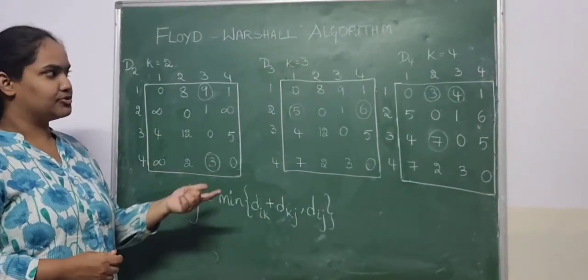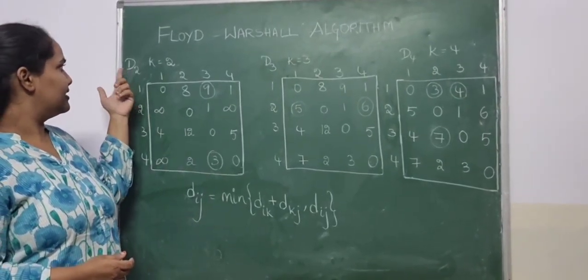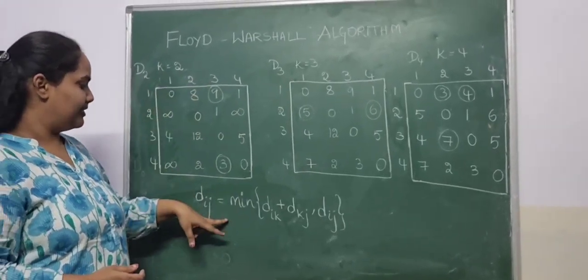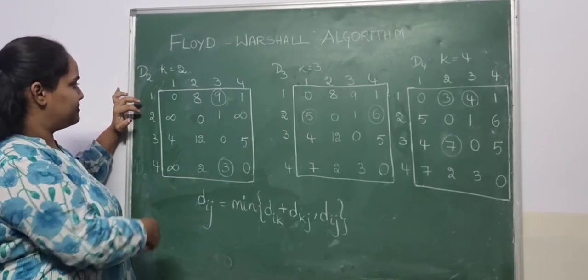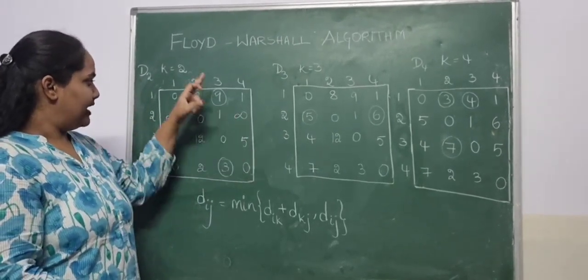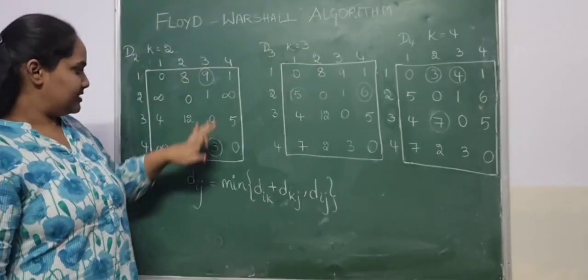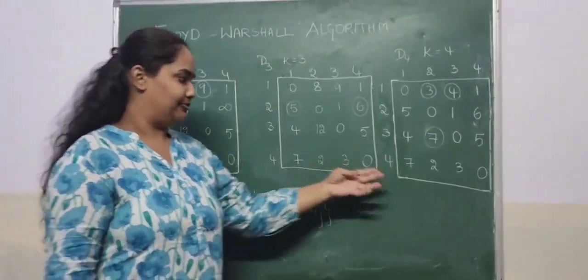Similarly as told before, we do the second, third and fourth iterations. Using the same formula, for the second iteration we keep the second row and second column as constant because the pivot value is 2. So these are the changed values. Similarly for the third and fourth.